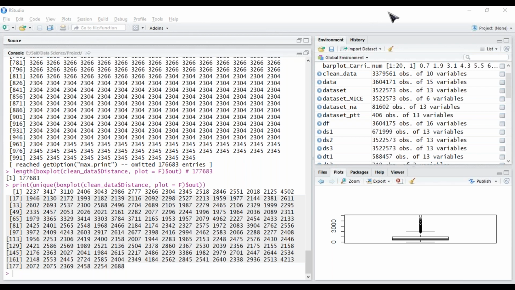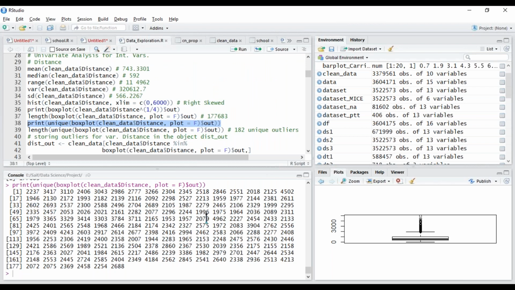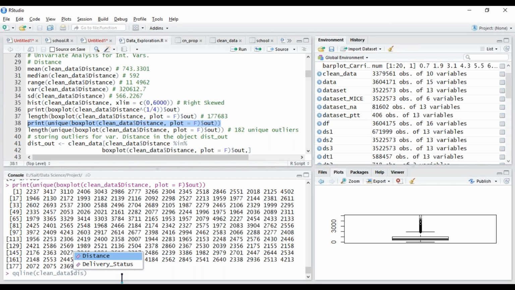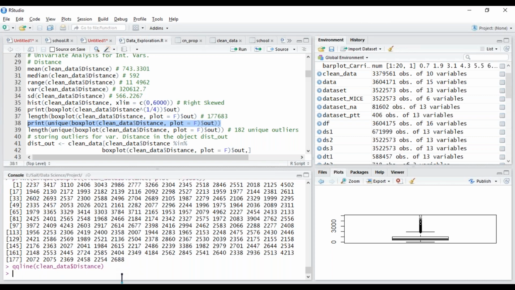You can also run the Q norm. You can also run it, but maybe you'll not get these values over there, right? If you run qqnorm or qqline of your clean_data$distance, you'll get the plot. Since it is a large data set, it takes time. And if you haven't converted that to a data.frame or data.table, it will take even more time.